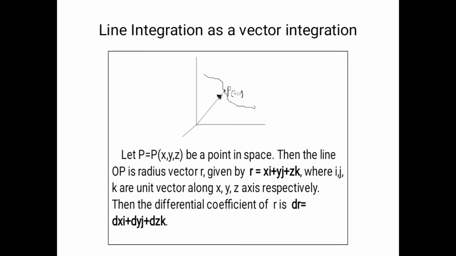So as r is equal to xi plus yj plus zk, where i, j, k are unit vectors along the x-axis, y-axis and z-axis, its differential coefficient dr can be written as dr is equal to dx into i plus dy into j plus dz into k. So dr is a small element of the vector r and it is along the line.